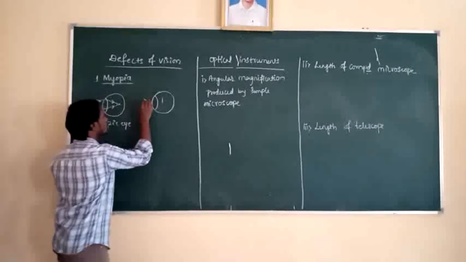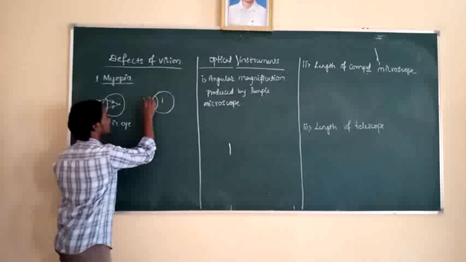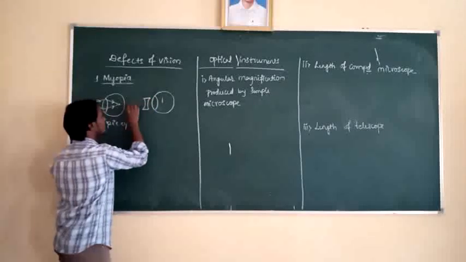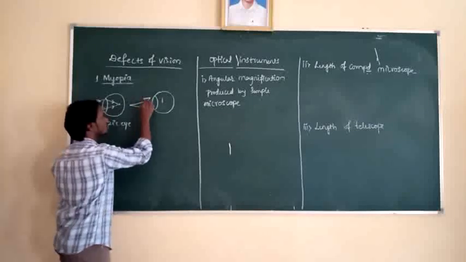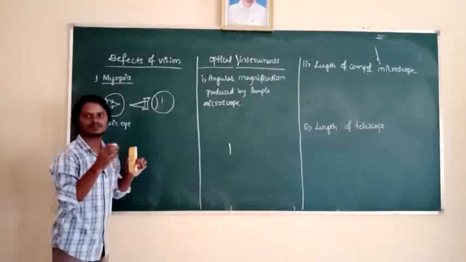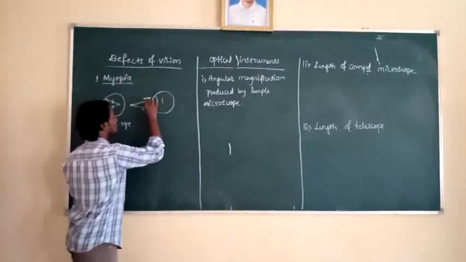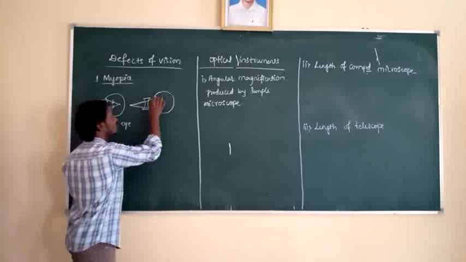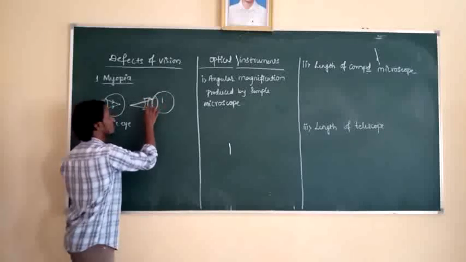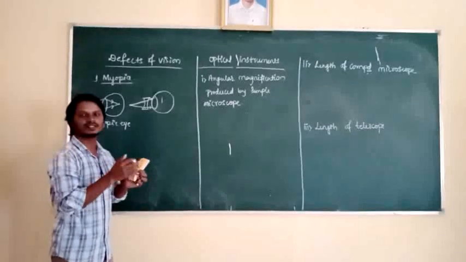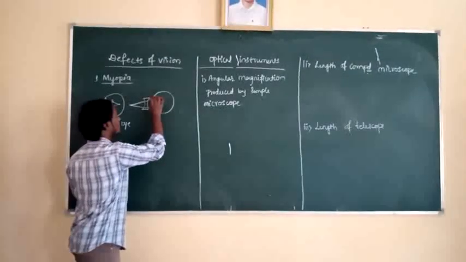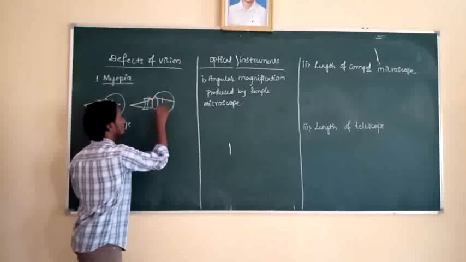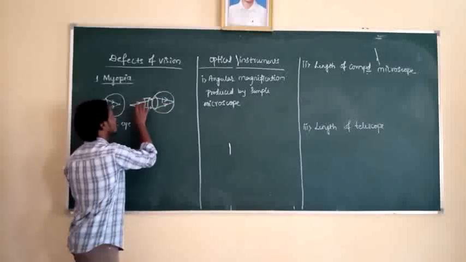So let us place the concave lens in the path of light. These are the rays coming from the object at a far distance from the eyeball. First the rays become divergent because the concave lens diverges the light. Then when these divergent rays fall on the eye lens, the eye lens converges the light because the eye lens is a convex lens. After convergence, the rays meet at a point on the retina. We see the clear image of the object by using a concave lens.